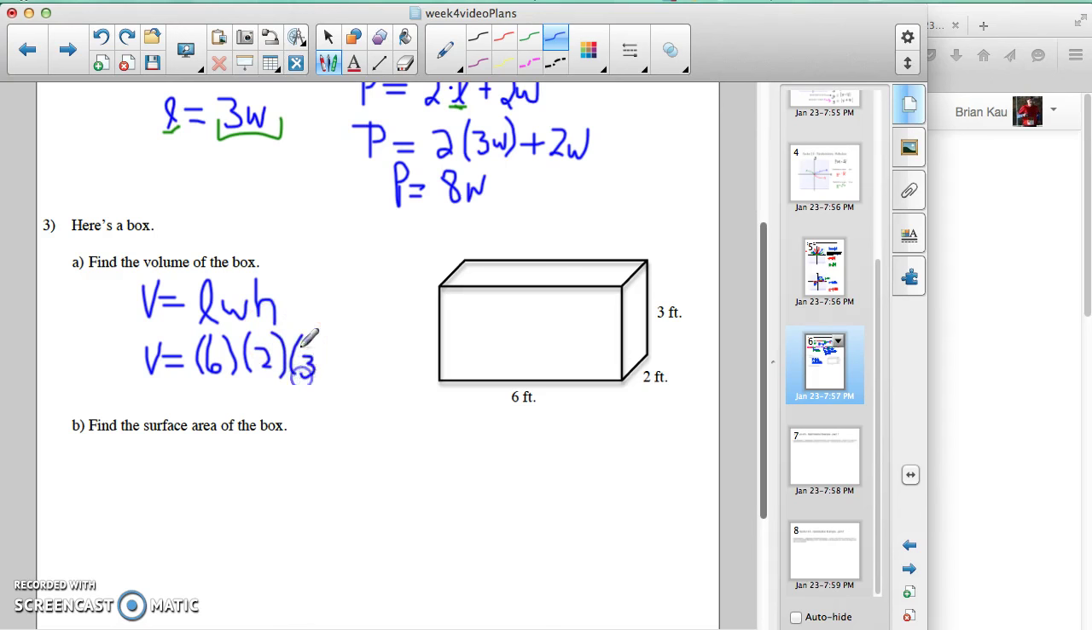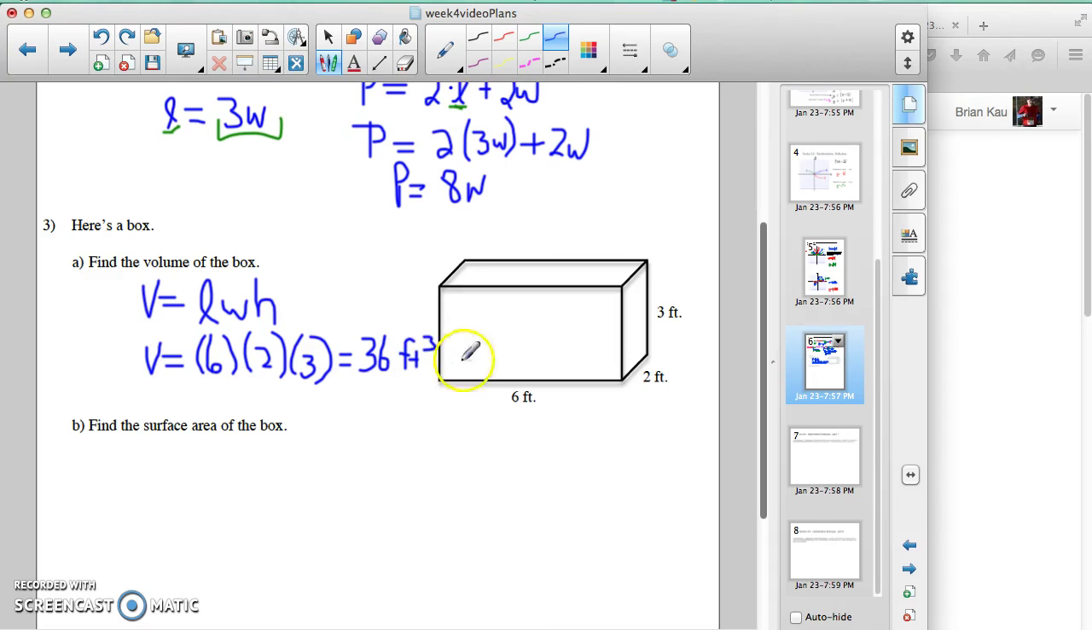So our volume is going to be 6 times 2, 12, times 3 is 36. So our volume is going to be 36. And since each of these units is a foot, 6 feet, 2 feet, 3 feet, this would be 36 feet cubed, or cubic feet, because we're dealing with how many little cubes can fit into this box. And 6 cubes can go this way, 2 can go that way, so you have 12 on the bottom, and then you have 3 going up, so that's going to give you 36 total cubic feet.